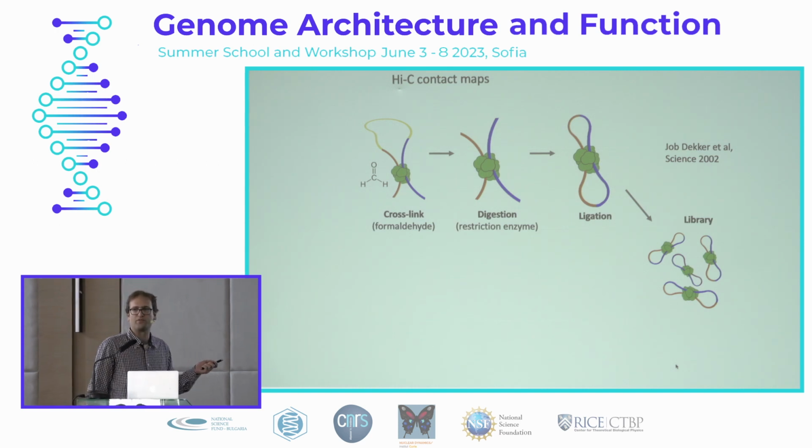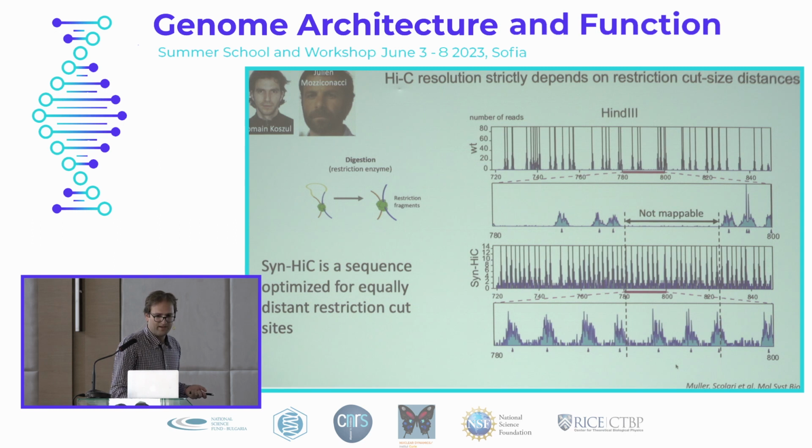I think most of you already know what Hi-C is. It's a technique that is able to map links between DNA and DNA using cross-linking, digestion, ligation, and sequencing. And we identified, with Romain Koszul and Giovanni Cicconetti, some very important statistical properties of Hi-C contact maps that I will explain to you now.